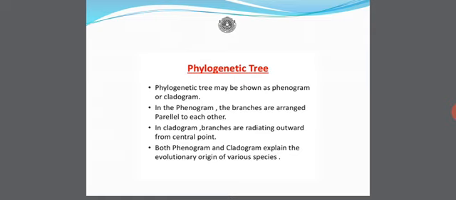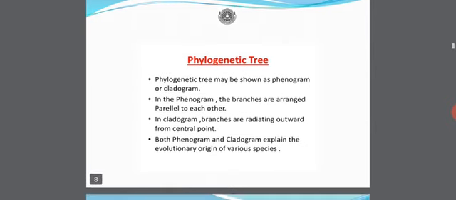A phylogenetic tree may be shown as a phenogram or cladogram. In the phenogram the branches are arranged parallel to each other, while in the cladogram the branches radiate outward from central points. So there is a clear difference between a phenogram and a cladogram here. That is what we observed. Both phenogram and cladogram explain the evolutionary origin of various species.